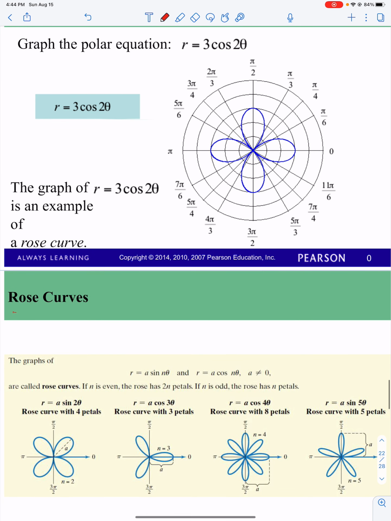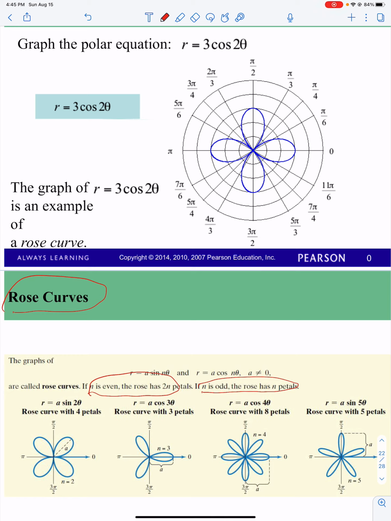These are actually called rose curves. So r equal to a sine n theta and r equal to a cosine n theta. One thing I wanted you to know is if n is even, then the rose has 2n petals. If n is odd, then the rose has n petals.